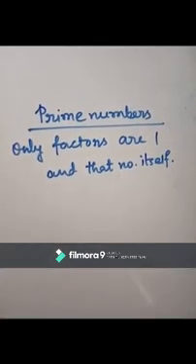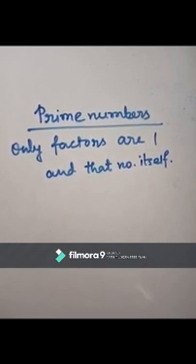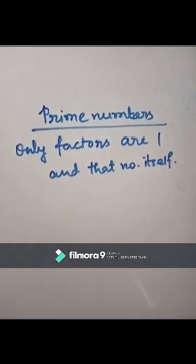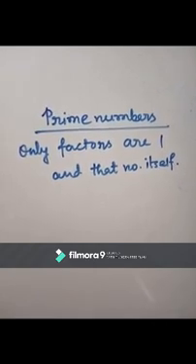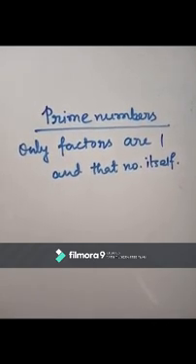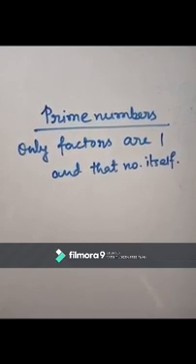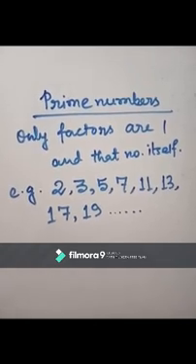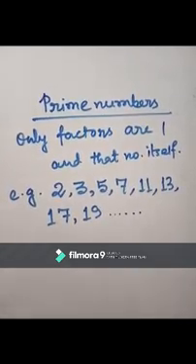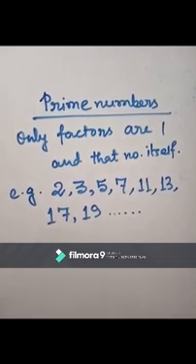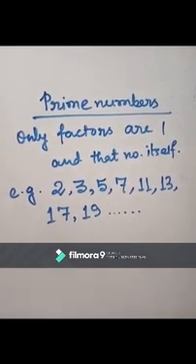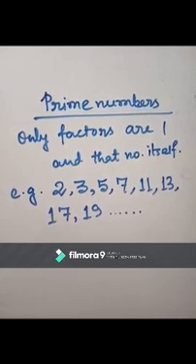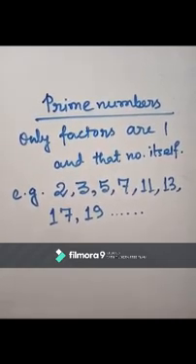Prime numbers are those numbers which have two factors, 1 and that number itself. That is, prime numbers are those numbers which are divisible by only 1 and that number itself. Some examples of prime numbers are 2, 3, 5, 7, 11, 13, 17, 19, etc. All these numbers are divisible by 1 and that number itself.